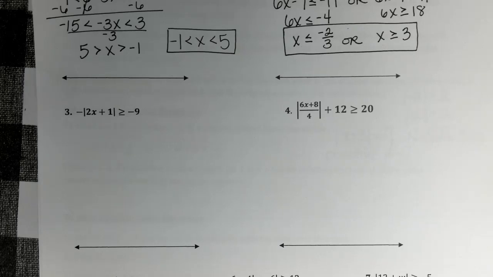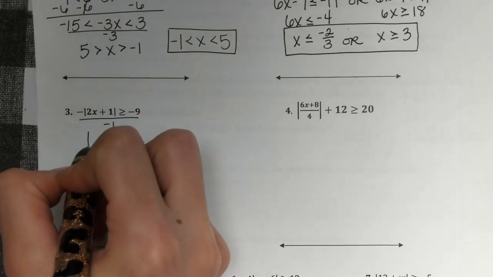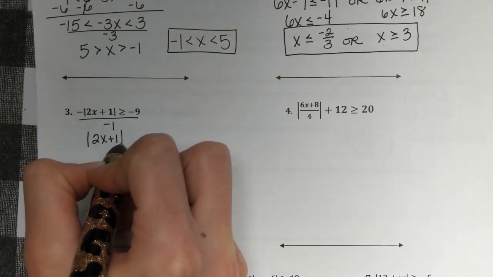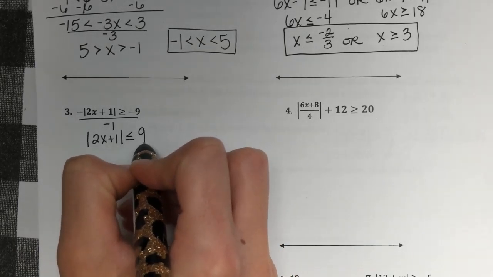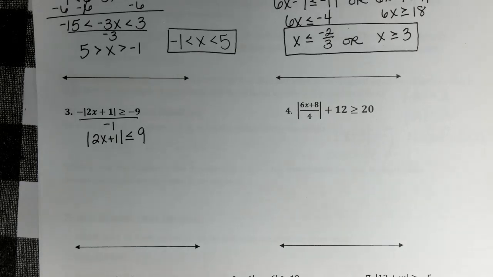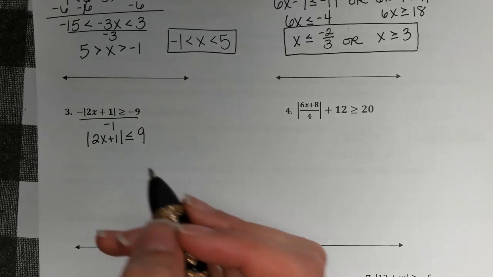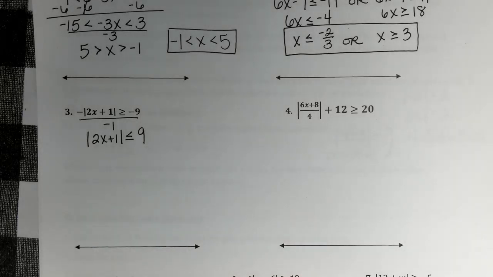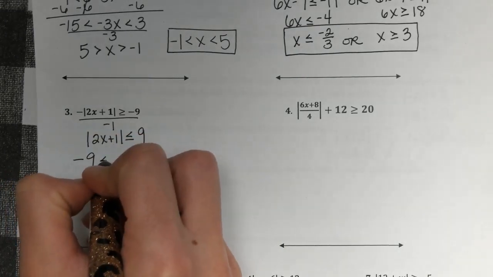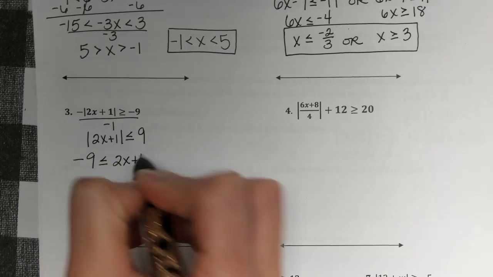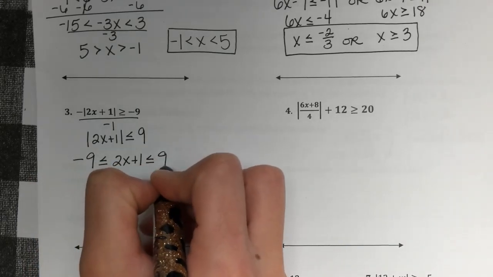Okay, number 3. Divide by negative 1. When I divide by negative 1, what do I do? Flip the symbol. Absolute value of 2x plus 1 is less than or equal to 9. And. So then, what do I write? Less than or equal to 9.